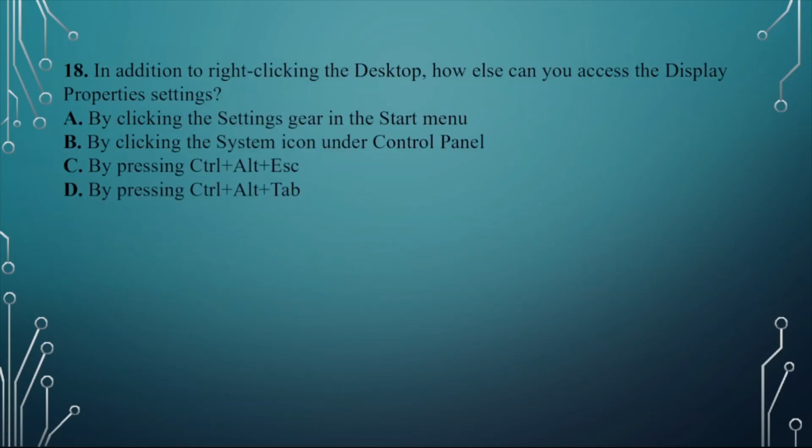Question number 18. In addition to right-clicking the desktop, how else can you access the display properties settings? A. By clicking the settings gear in the start menu. B. By clicking the system icon under control panel. C. By pressing Ctrl Alt Escape. D. By pressing Ctrl Alt Tab.